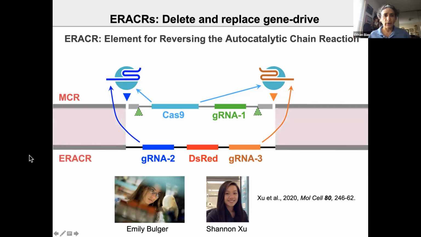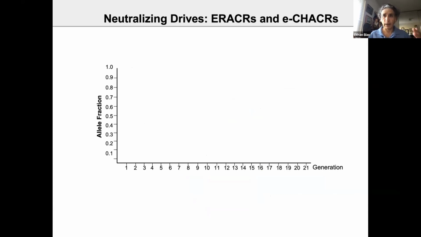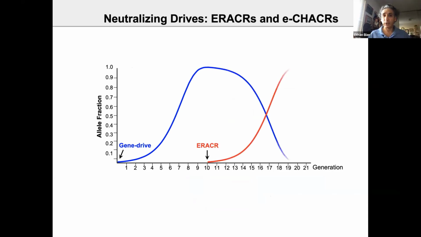Then the homology directed repair pathway copies the material that's in between into the gap. The result is you have only erasers that can be transmitted to the progeny, having deleted and replaced the gene drive. The idea is that if a gene drive went through a population to completion, and at that point you introduced an eraser, it should drive with the same kind of logistic growth kinetics as the gene drive does in a naive population.